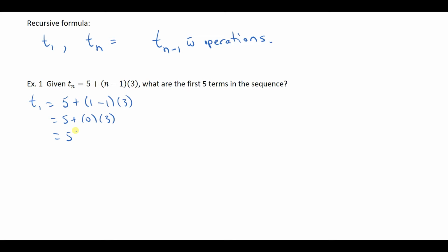And I get 5. That's also my a value. T2 is equal to 5 plus 2 minus 1. I subbed in 2 for the n value times 3. So I have 5 plus 3 is 8. And I could just keep going like this until I get to the 5th term.